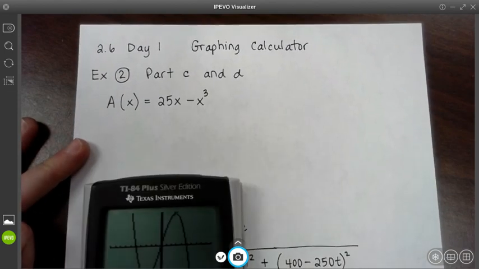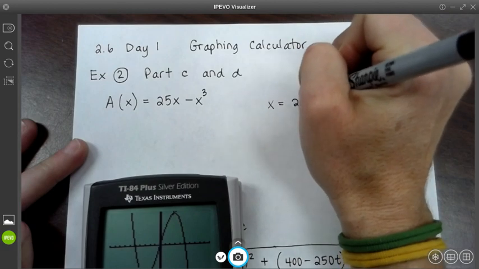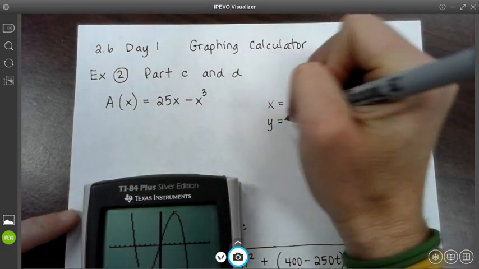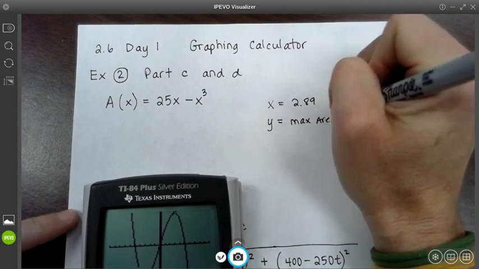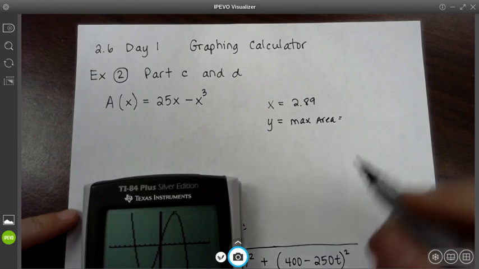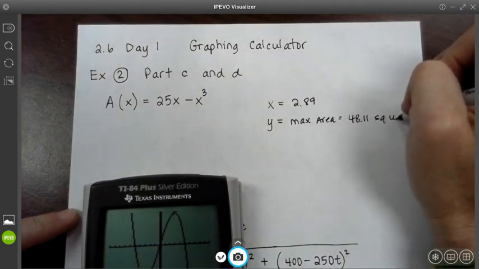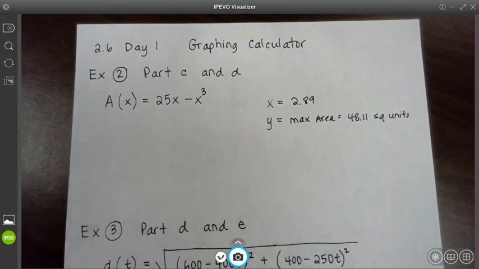So that's the answer. It happens at an x value of 2.89. I think it asked to round to 2 decimal places. And then the y coordinate there, which is equal to the max area, is equal to 48.11 square units. Okay, so that's how you would have found the largest area that this rectangle could create.